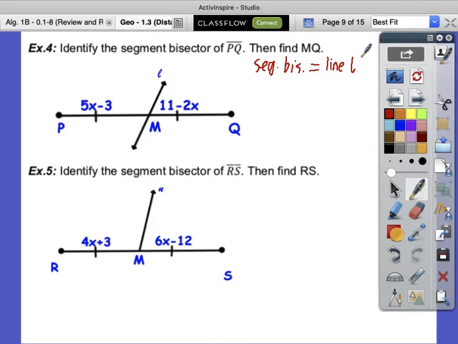So if it's bisected, we know these are congruent, so could we find the measure of MQ? Yes. How would we do that? What equation would we need first, though, since it's cut in half there? Elizabeth. So PQ is cut in half. Would it be 5x minus 3 equals 11 minus 2x? Yep, that would be the equation.